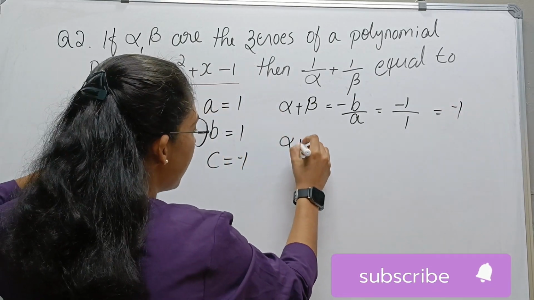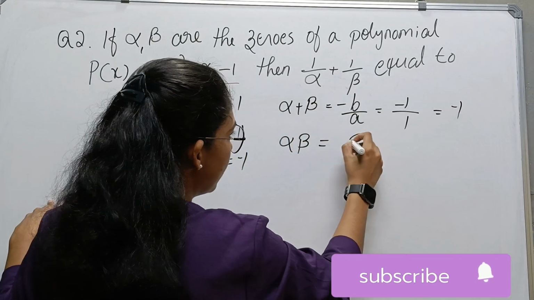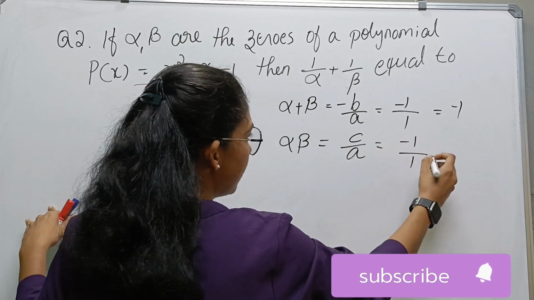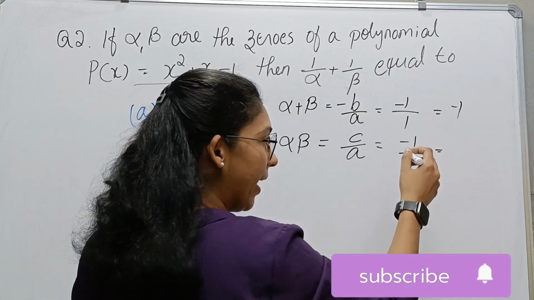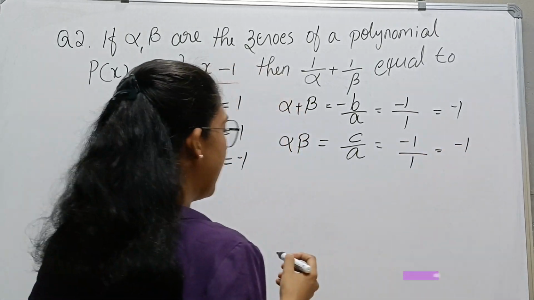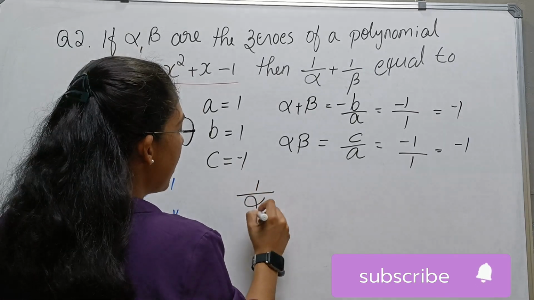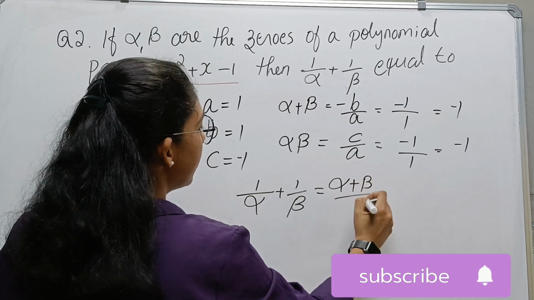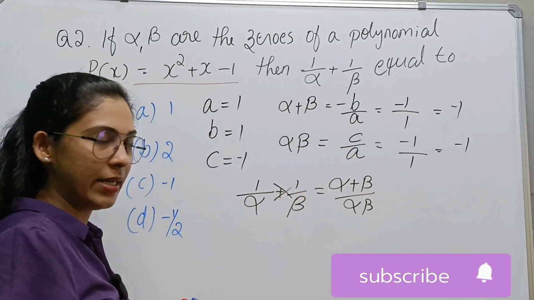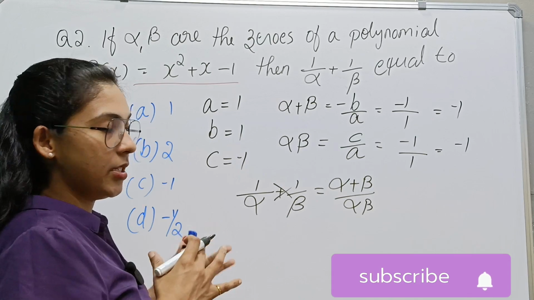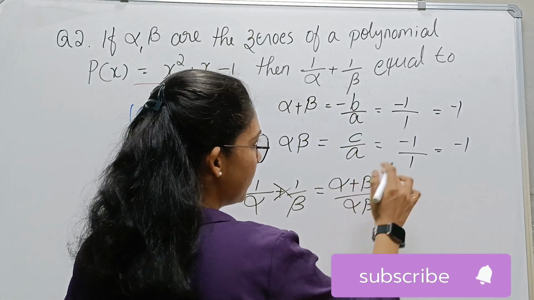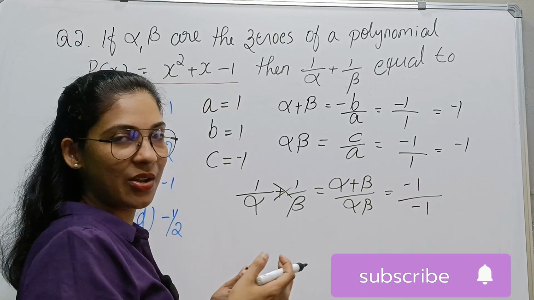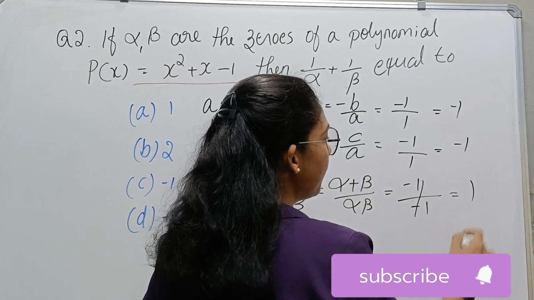Then product of zeros alpha beta is equal to C upon A. What is C? It is minus 1. What is A? It's 1. So minus 1 upon 1, which is also minus 1. Now 1 by alpha plus 1 by beta is equal to alpha plus beta divided by alpha beta. So alpha plus beta is minus 1 divided by alpha beta which is also minus 1. So minus 1 divided by minus 1, which is equal to 1.